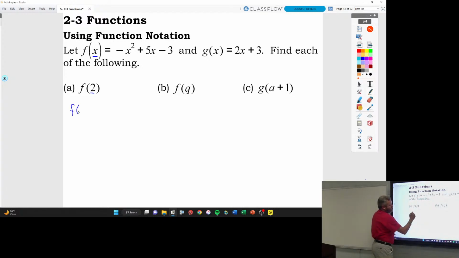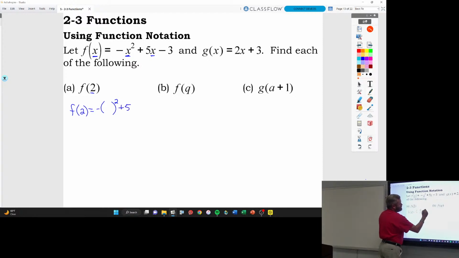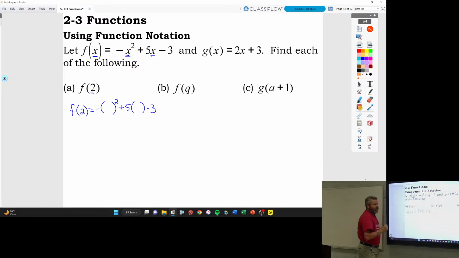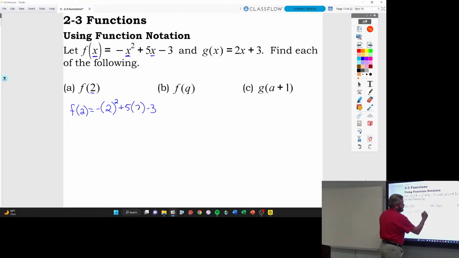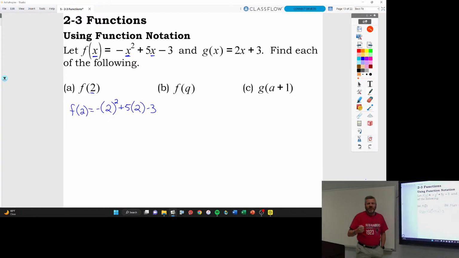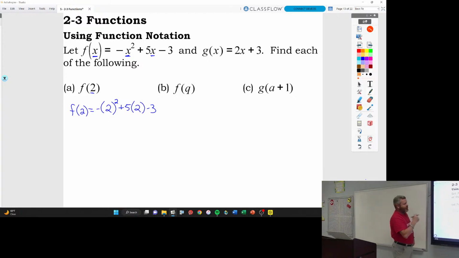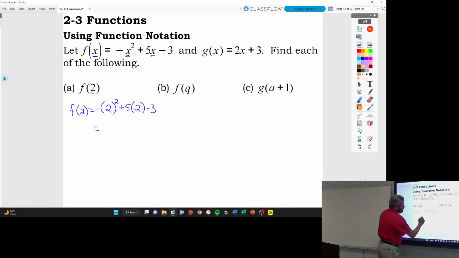Now, when you're plugging stuff in, I want you to notice that that x became a 2 and it's in parentheses. Everywhere there's an x, I'm going to put parentheses. So I have negative, there's an x, so there's some parentheses, squared, plus 5, there's another x, so I'm going to put parentheses, minus 3. Now what goes in the parentheses? 2 goes in the parentheses. It's very important that you understand what is being raised to that power. So now we just follow order of operations.